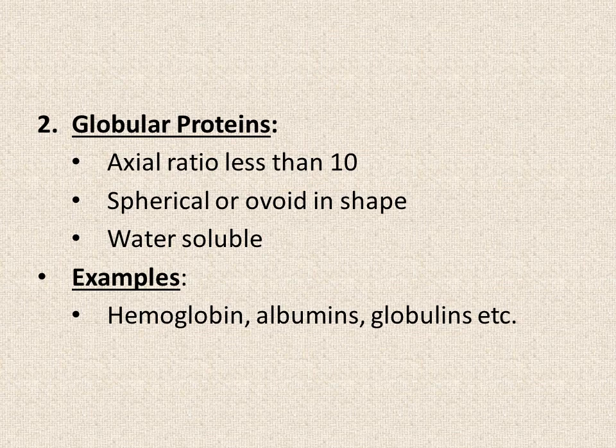Now moving on to globular proteins. What are globular proteins? Globular proteins are those proteins which are spherical or ovoid in shape, and they can be defined as proteins with axial ratio less than 10. This means that the ratio of the length of globular proteins to their width is going to be less than 10. And globular proteins, unlike fibrous proteins, are water soluble. Fibrous proteins we discussed before are water insoluble, and globular proteins are water soluble. Some examples include hemoglobin, albumins, globulins, etc.